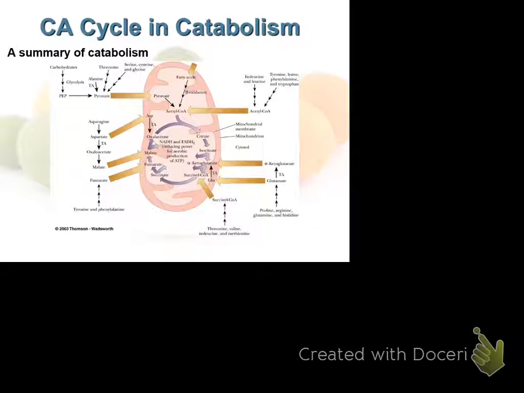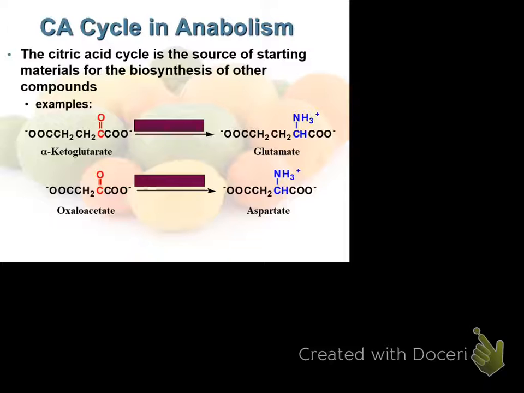And of course, fats. What you'll find out in just a chapter or two down the road is that fats get broken down, the fatty acids get broken down directly to form acetyl-CoA, and so it's how they can enter directly into the citric acid cycle. Okay, so now we're going to start talking about how the citric acid cycle is used for anabolism.